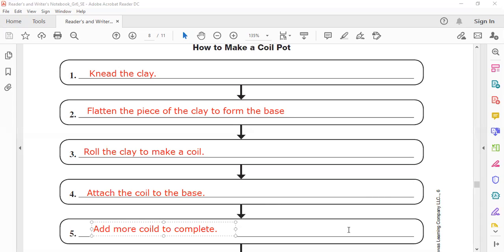This is number 6. Okay, what about number 5? Number 6, the last thing. What to do? Pressing each coil onto the coil beneath until your pot is the desired height. To dry. Allow the pot to dry. This is number 6. Easy? Yeah. That's great.